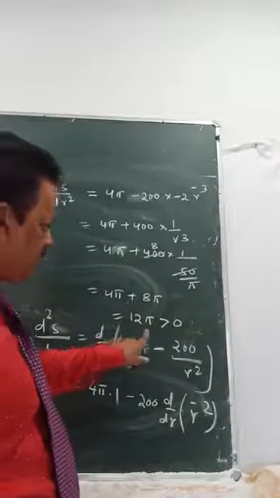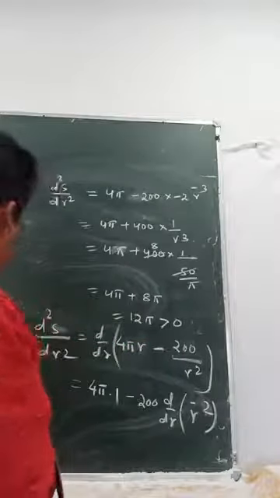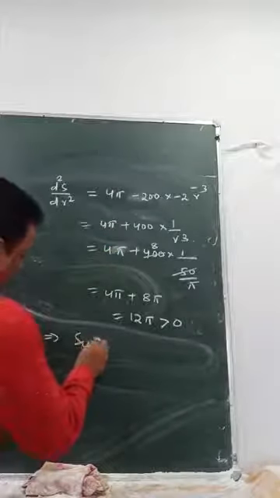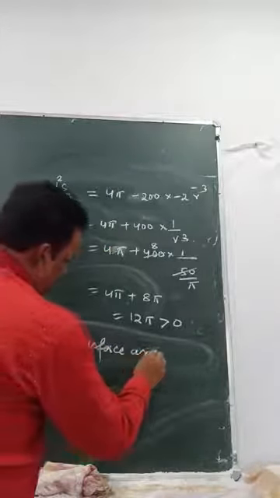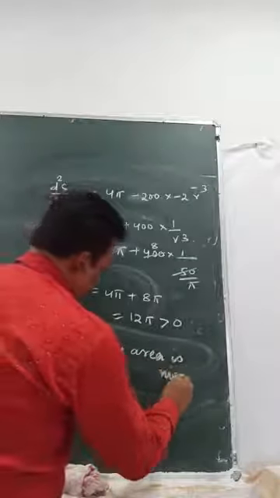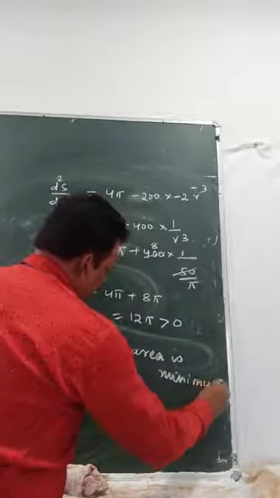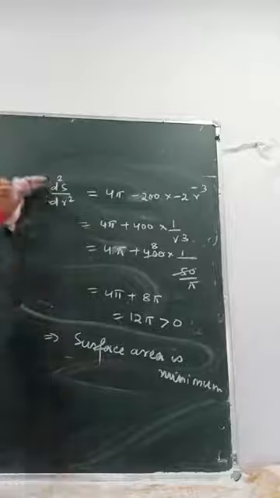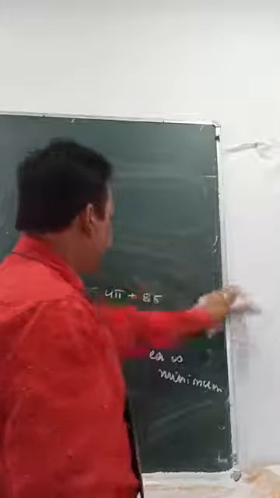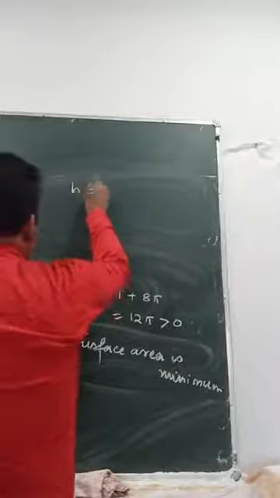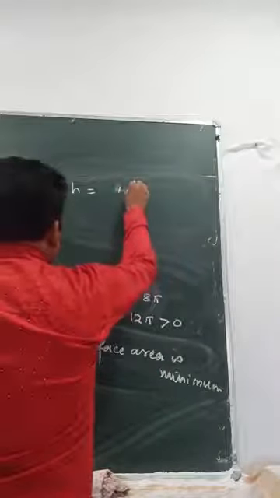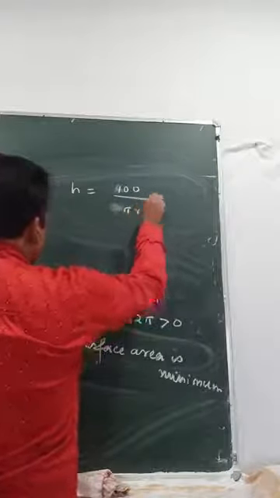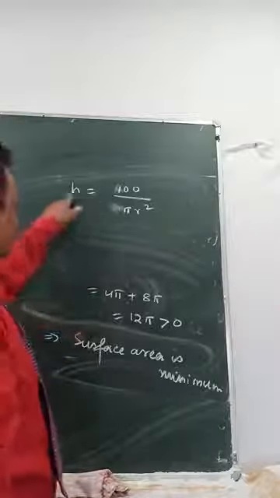You want to prove your surface area is minimum. It is proved here. So implies surface area is minimum. The dimension you have to find. The r you already have got. Only h you have to find out. What is h here? Recall. You have kept it in the box. H equals to 100 by pi r square. I think. Yeah, because pi r square h is 100.